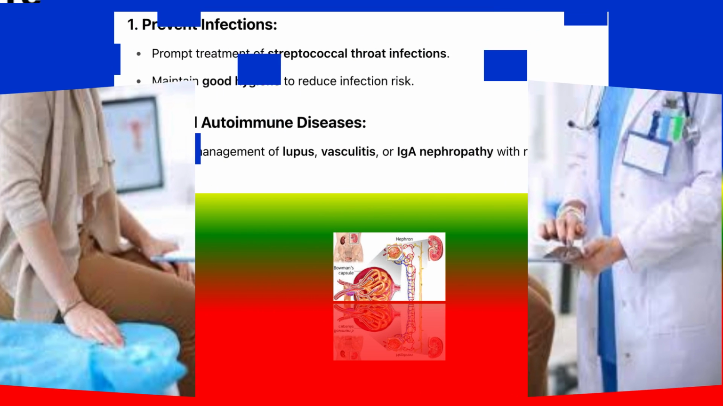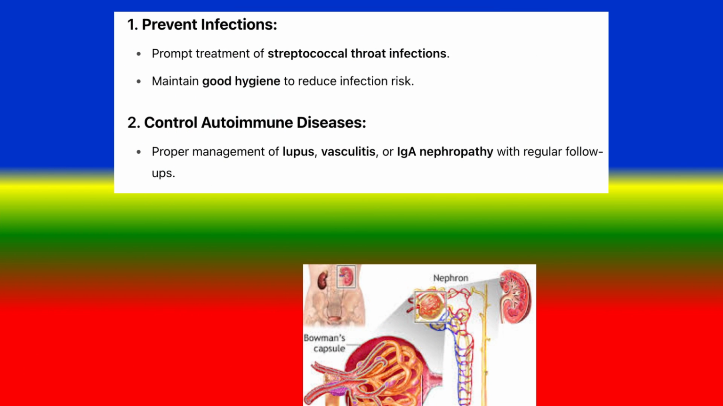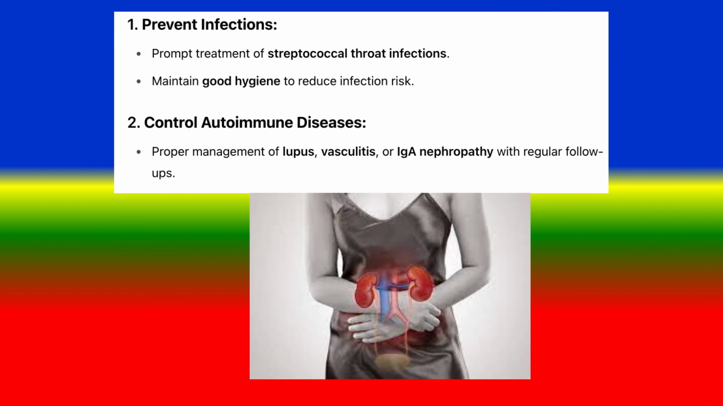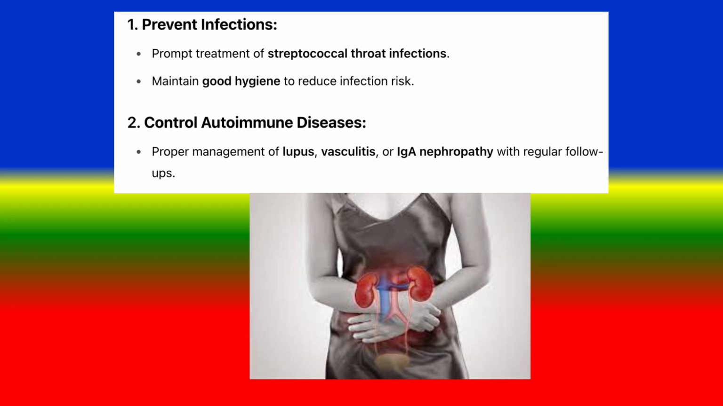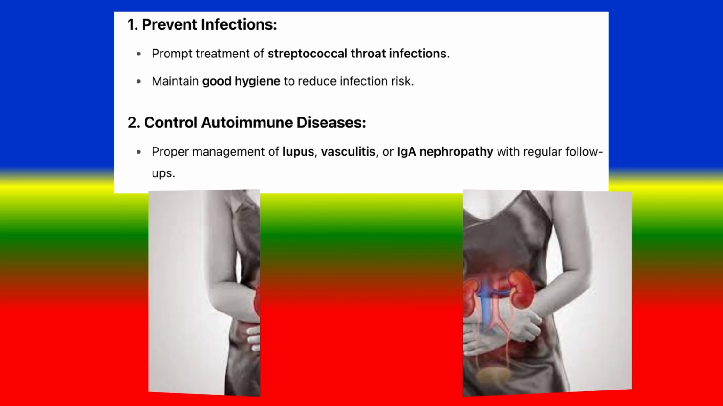Prompt treatment of streptococcal throat infections. Maintain good hygiene to reduce infection risk. 2. Control autoimmune diseases. Proper management of lupus, vasculitis, or IgA nephropathy with regular follow-ups.